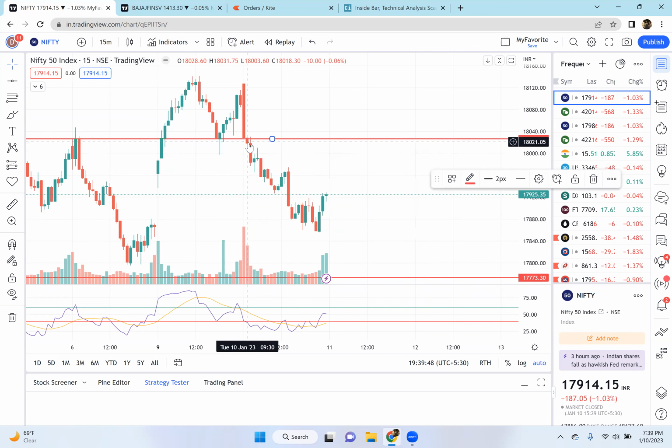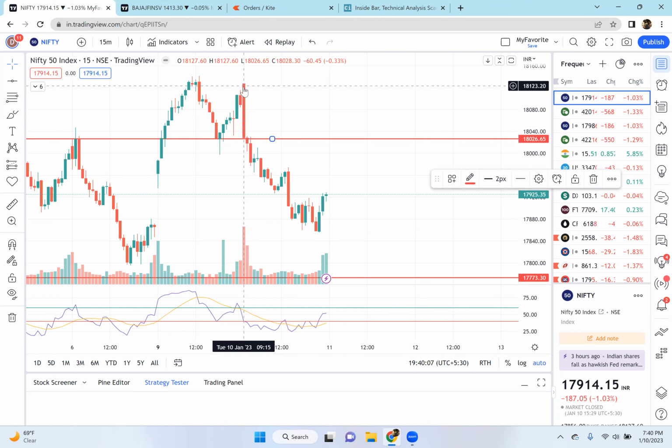You have a break here, and this can keep running. You don't even have to wait for the close. Once it is broken, you get into a trade. Now, this was a fairly long candle. Maybe the open looked a little out of the syllabus, but it's a long candle.